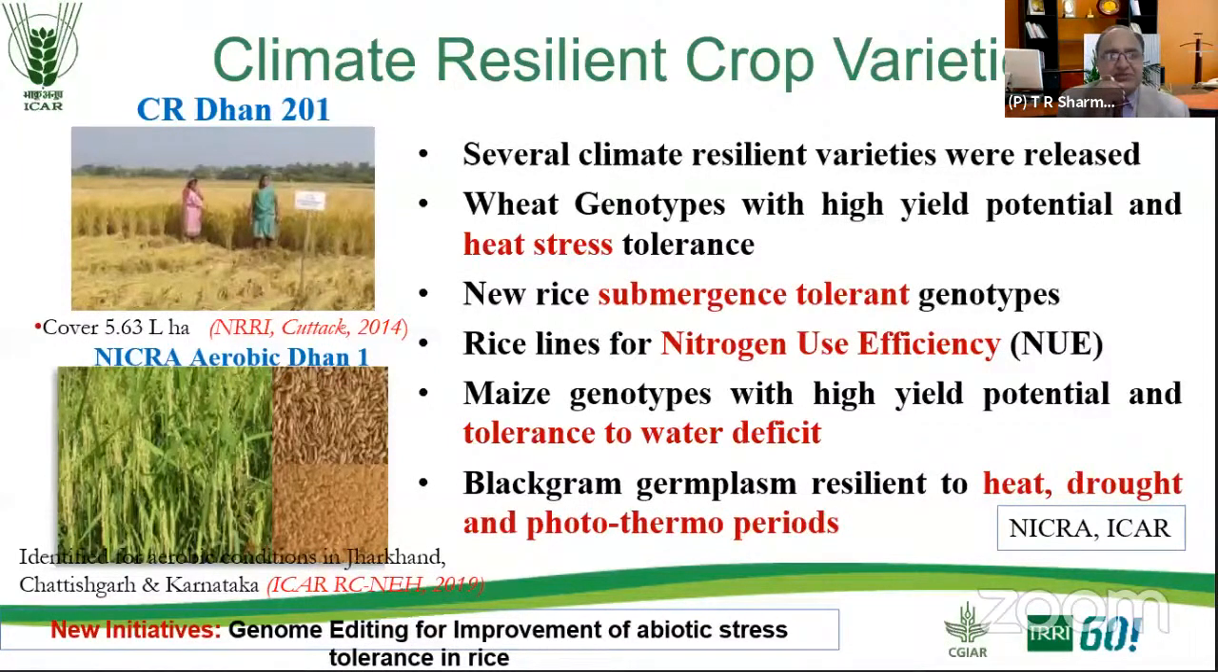new rice submergence tolerance genotypes, rice lines for nitrogen use efficiency, and maize genotypes with high yield potential and tolerance to water deficit. Similarly, black gram germplasm resilient to heat, drought, and photothermal periods have already been developed. And you can see here one of the examples, rice variety CR Dhan 201, which covers around 5.63 lakh hectares of area under cultivation.